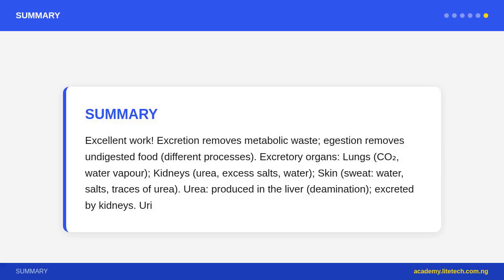For homework, state the excretory product of each organ, lungs, kidneys, skin, and describe how the kidney nephron filters blood and forms urine in 2 key steps.